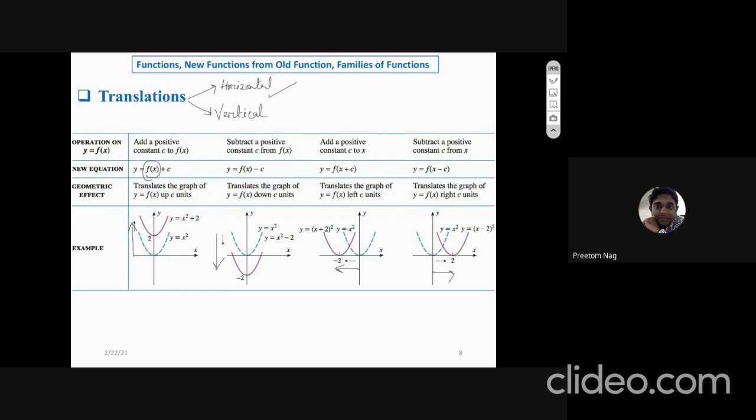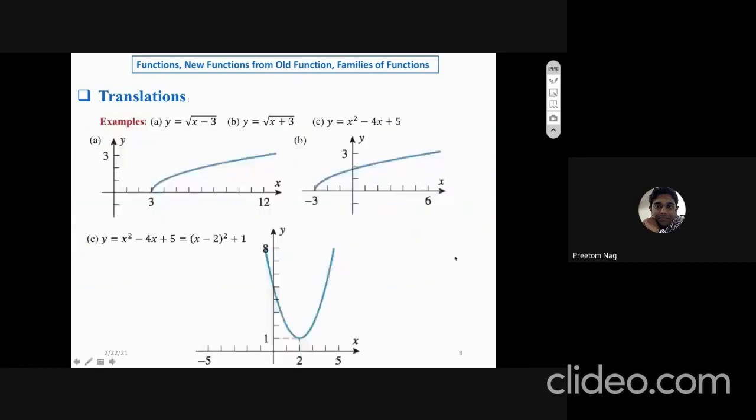Well, so this is all about the translations. Now you are given 3 graphs. So everyone please draw these 3 graphs step by step. And if you have any problems drawing these 3 graphs, you can ask me. So you draw first by yourself and then check with this result finally. The first one is y equal to square root of (x minus 3). Second one is y equal to square root of (x plus 3). Third one is y equal to x square minus 4x plus 5. Everyone please do that.